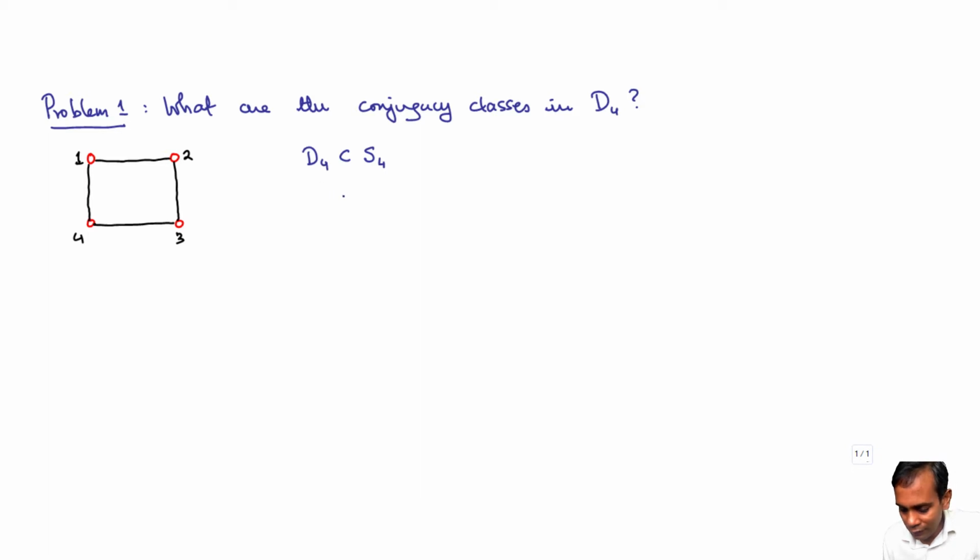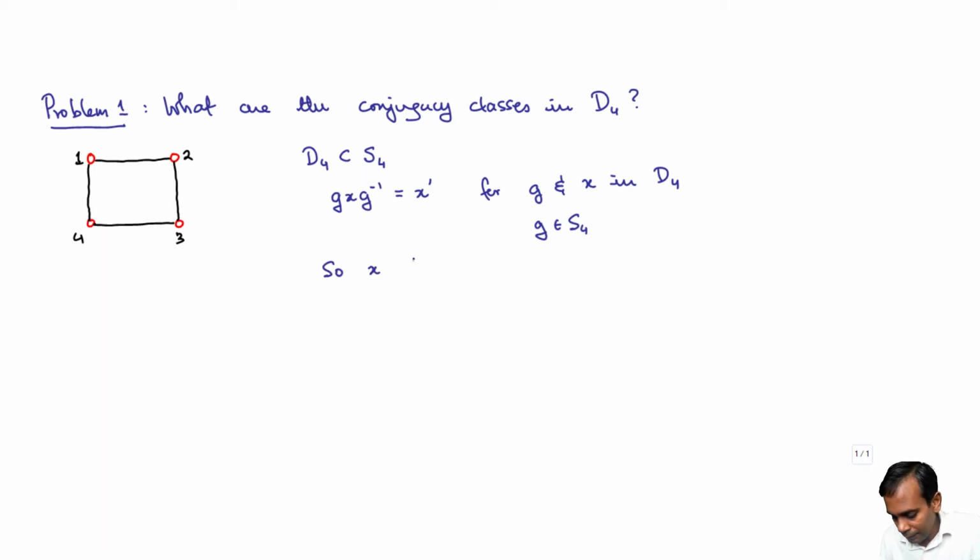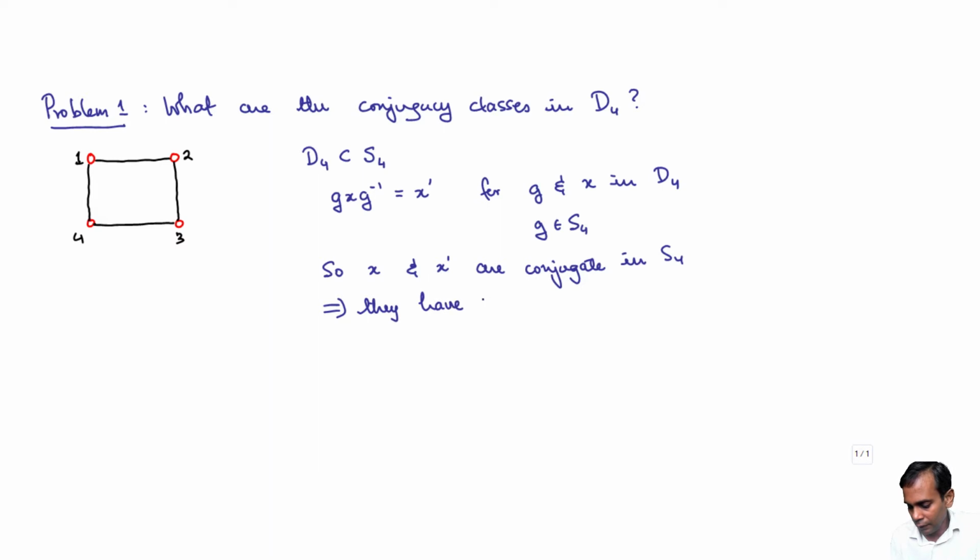And now suppose we have that G x G inverse is equal to x prime for G and x in D4. So that means that x is conjugate to x prime in D4. But then that also means that G is in S4 just because D4 is in S4. So that means that x and x prime, which happen to be in D4, are also conjugate in S4, which means that they have the same cycle type.